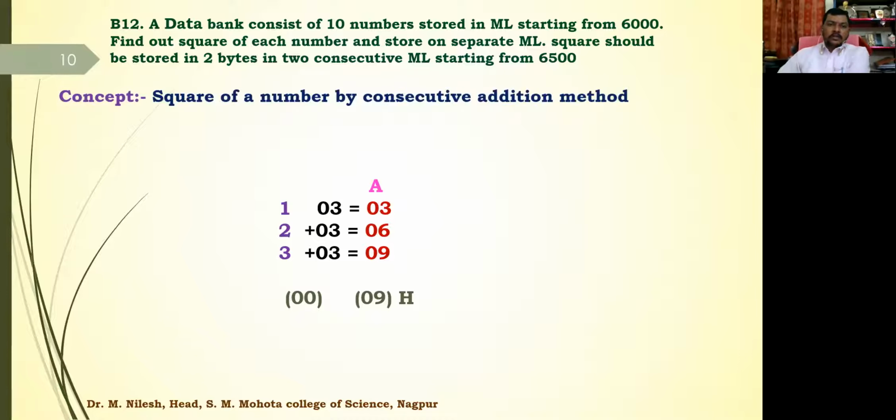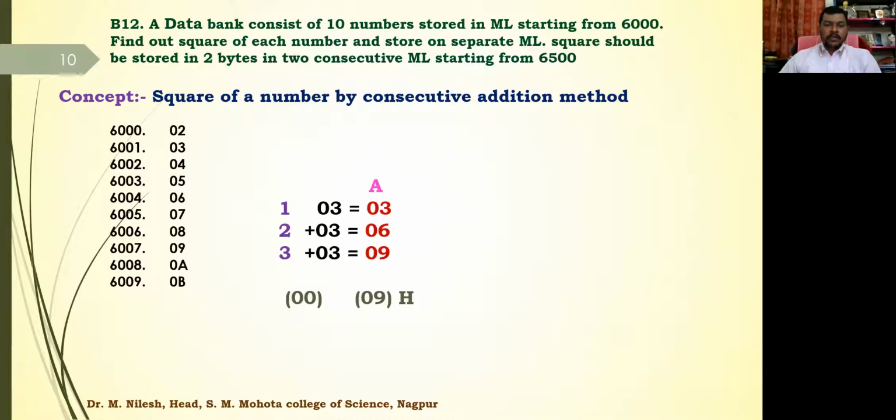Now let us see again. We are using the same concept of square of a number by the consecutive addition method, and this is where we are supposed to save the numbers. We are saving them at 6001, 02, 03, 04, and so on up to 0B, and these are all 10 numbers. I have shown you what is to be done there. At 6001 there is 03, so we are taking this 03.